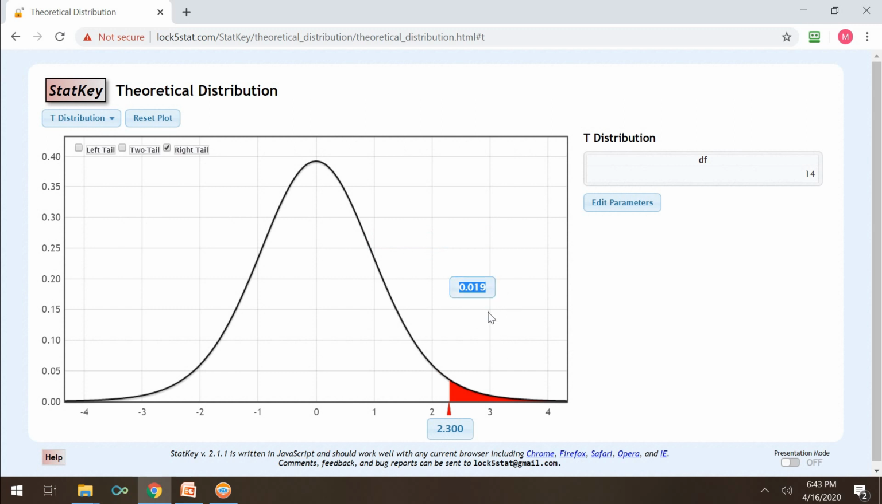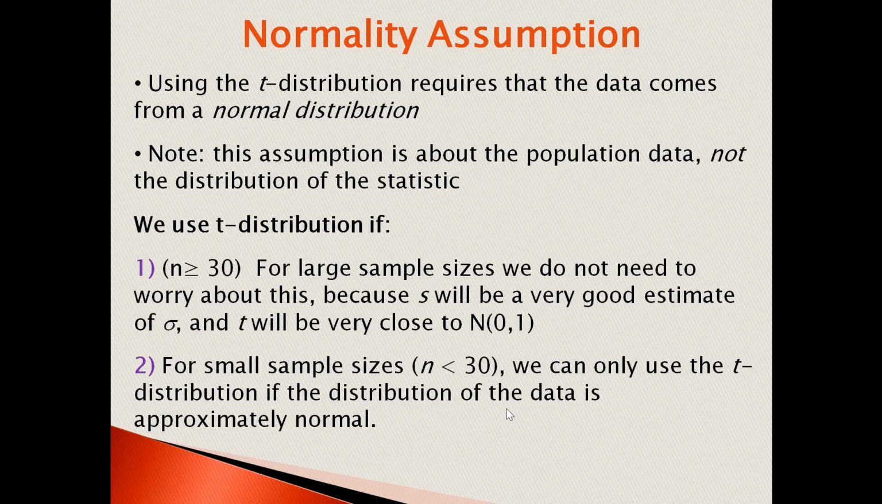This number on top here will be the area or the p-value. So the area in this case is 0.019. So I want to stress when to use the t-distribution.